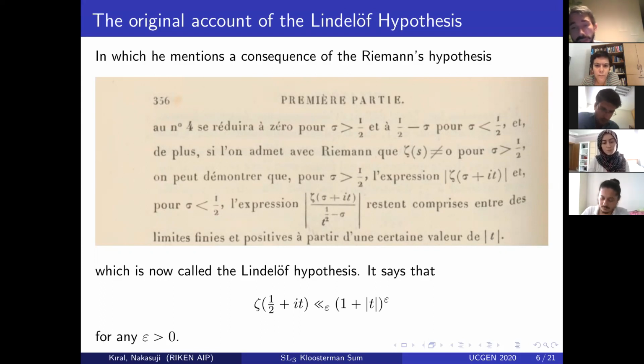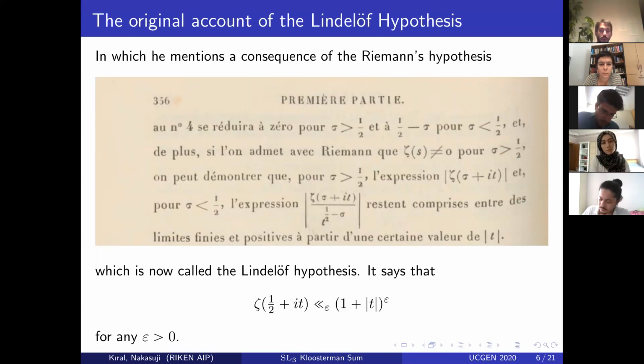So it's less than a constant times the right-hand side. The left-hand side in absolute values is less than or equal to a constant which depends on epsilon times the right-hand side. That is the meaning of the symbol. Thank you for asking.